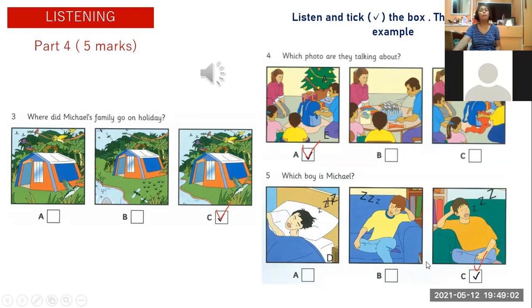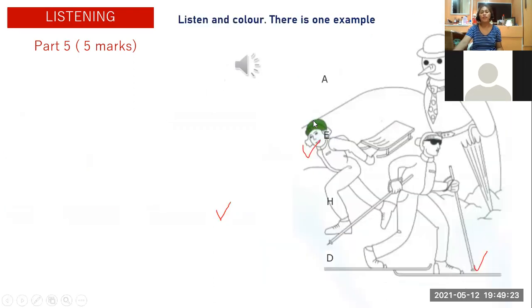Can you describe, Lily, letter C? What is letter C in number 5? What is Michael doing? Michael is sleepy. Michael is sleeping. On the sofa. Yes, very good.